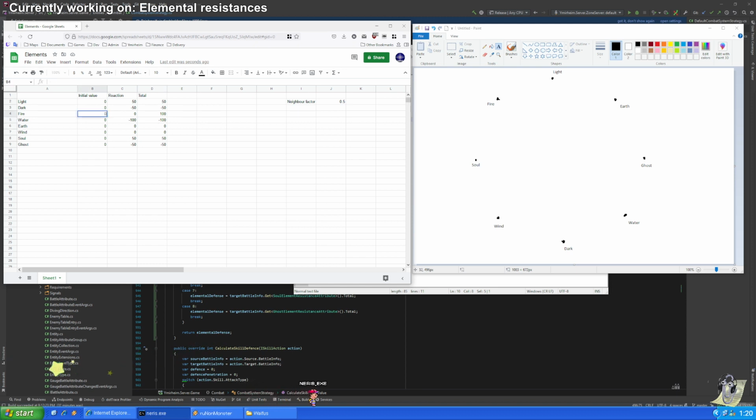Now dark, minus 100 light. Then we should have 50 water, 50 wind. And minus 50 fire and earth. Okay. Then here, light, have minus 100 dark. Then we should have 50 fire, 50 earth. Minus 50 wind and water. Yes. Okay. So this looks good.